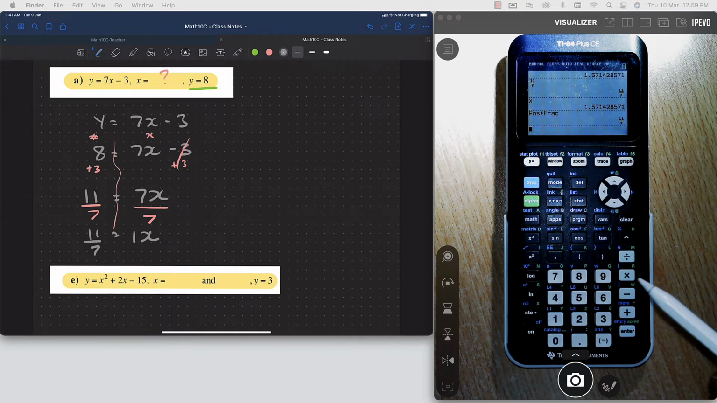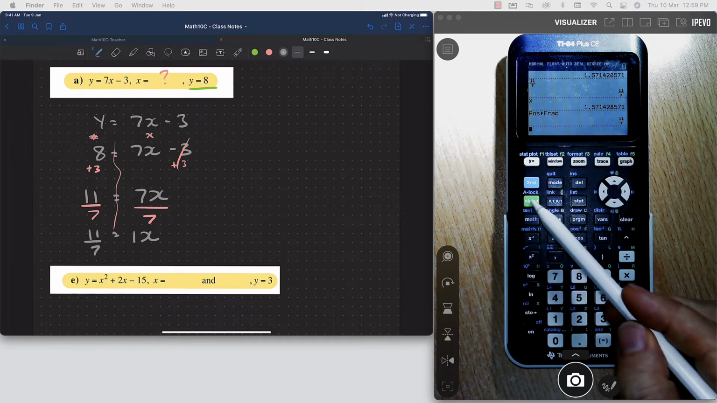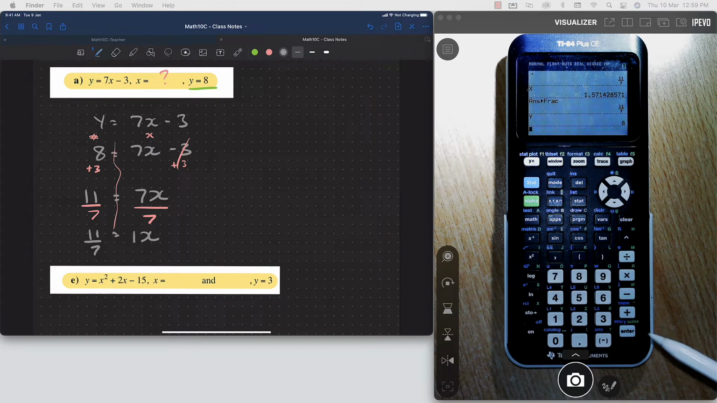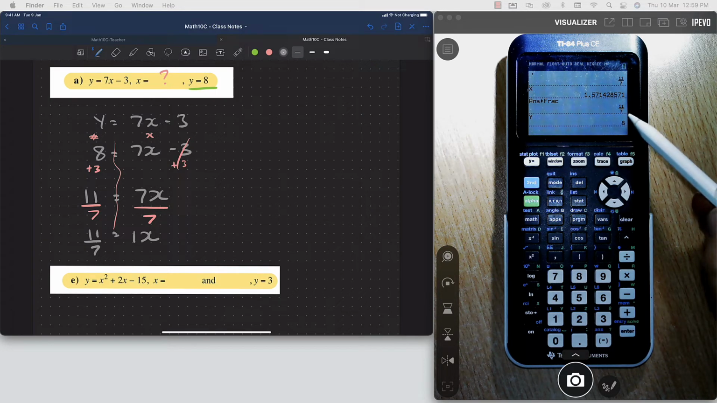I can also come down here and choose my y, which is right here, this little green y. So if I go here and go alpha 1, it's going to press a y, and if I hit equals, it's going to say 8. So basically, when y is equal to 8, x is equal to 11 over 7.